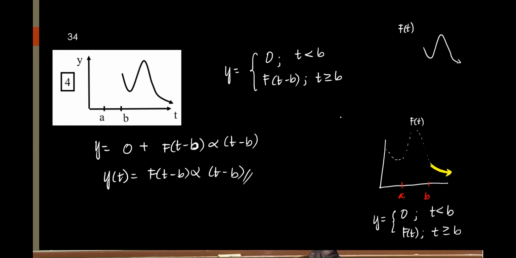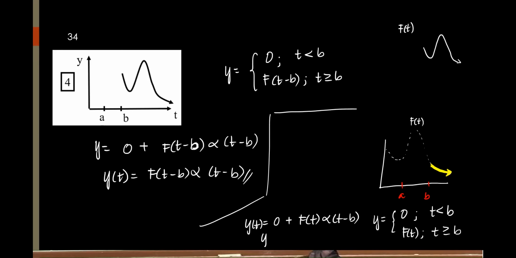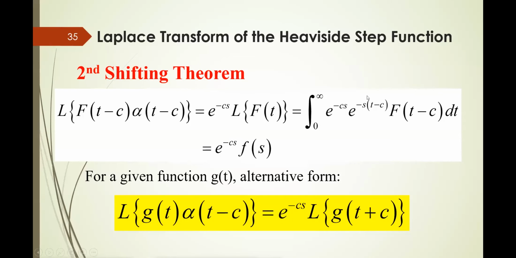So for the one underneath, what would be my working equation? Simply 0 plus f of t alpha t minus b. Therefore, this is f of t alpha t minus b, which is different from the one on top. The one on top incorporates the whole graph. Here, only part of the graph is activated when time is greater than or equal to b. And then, yeah, so here, that's when we will apply the second shifting theorem.